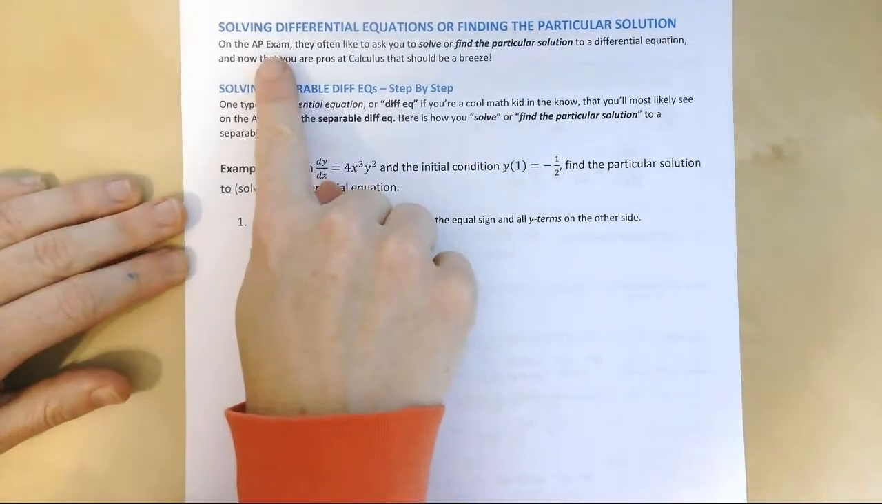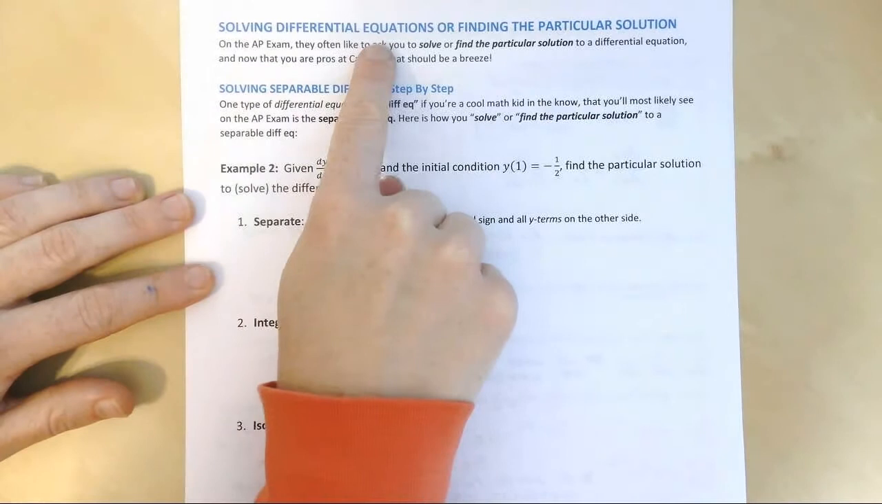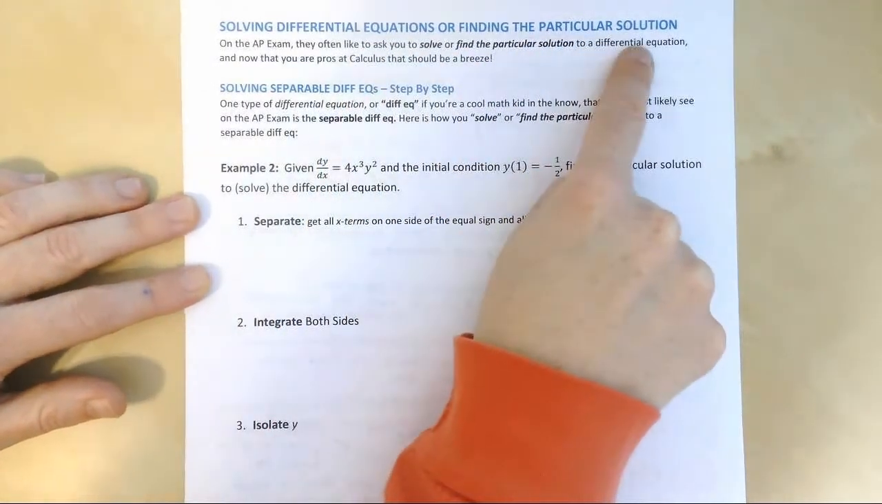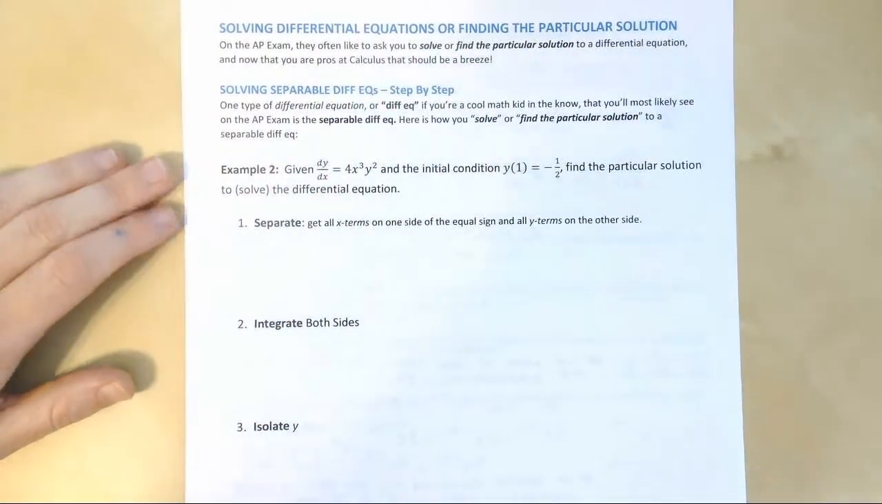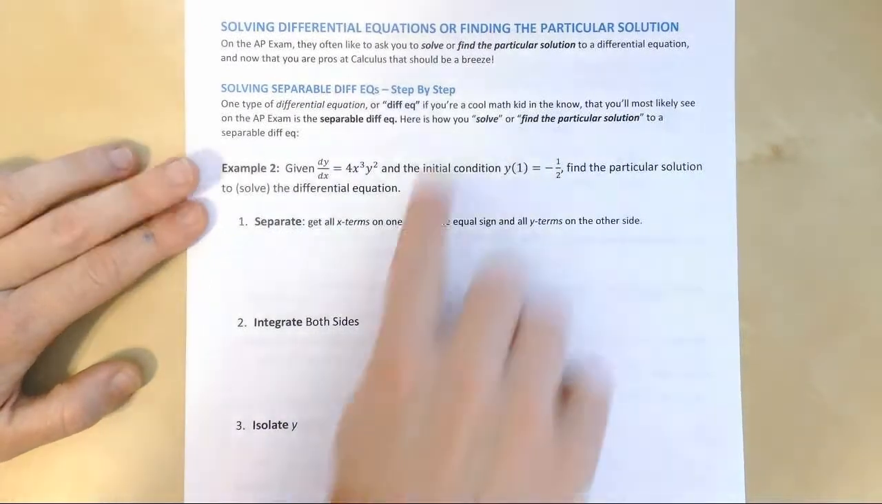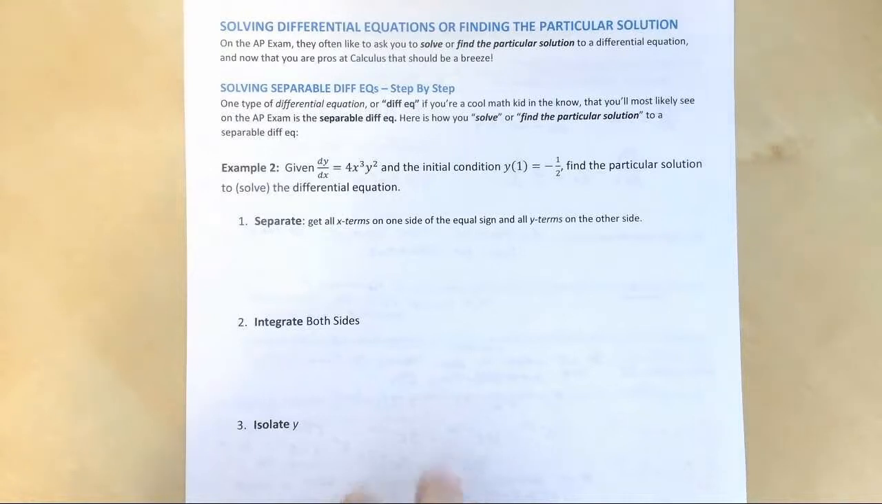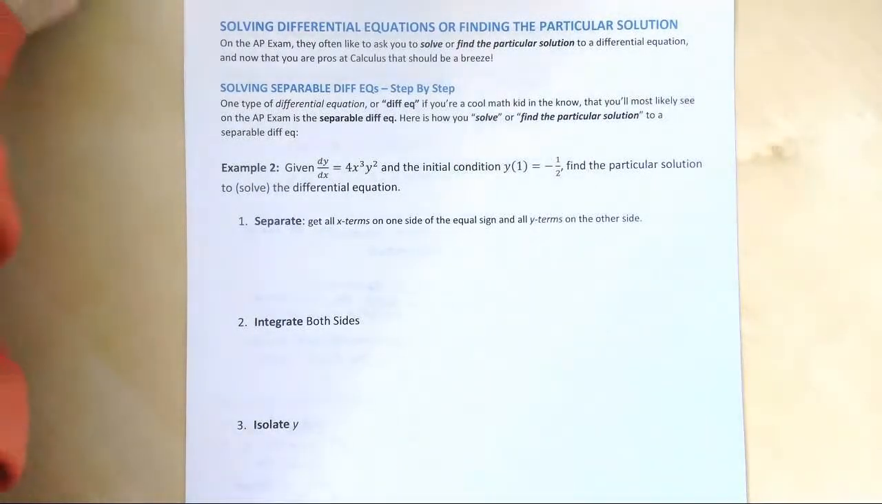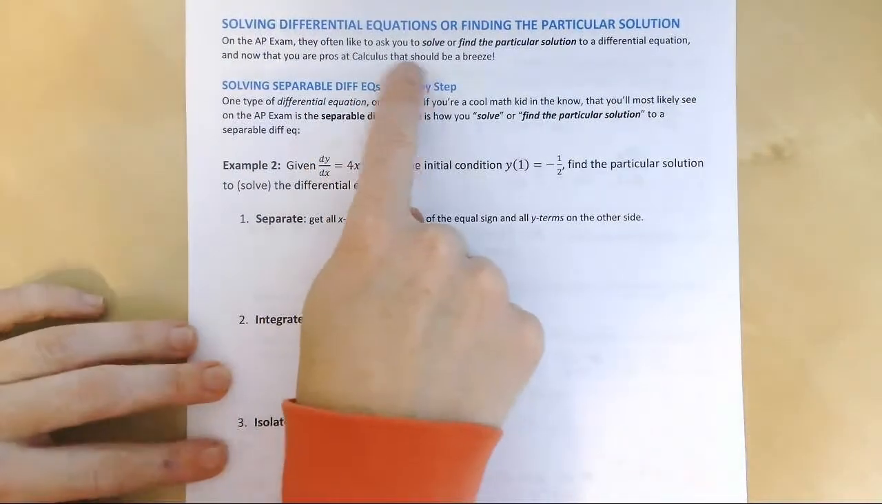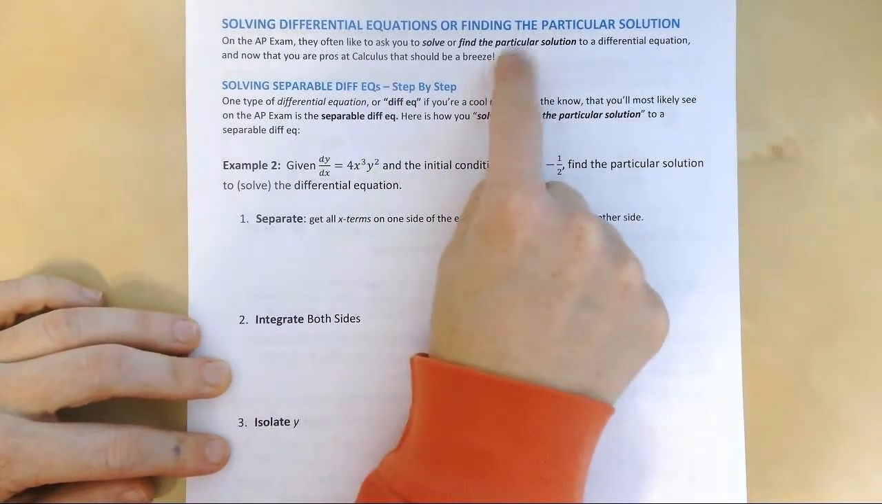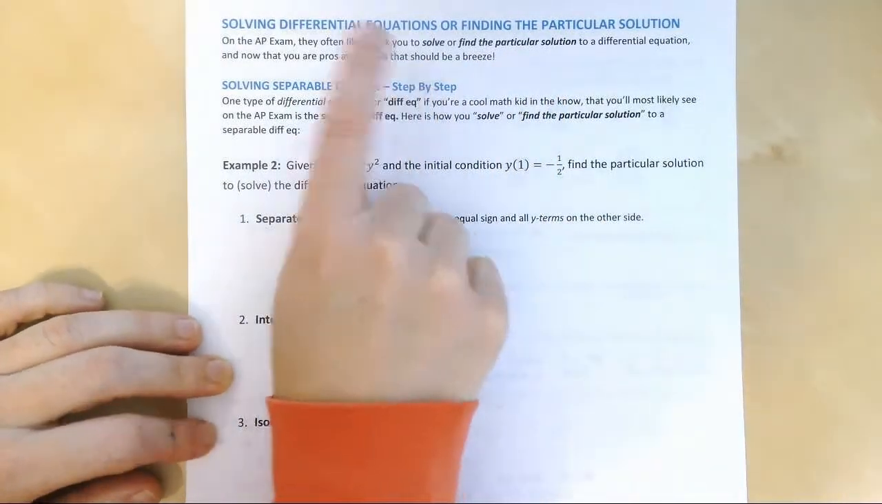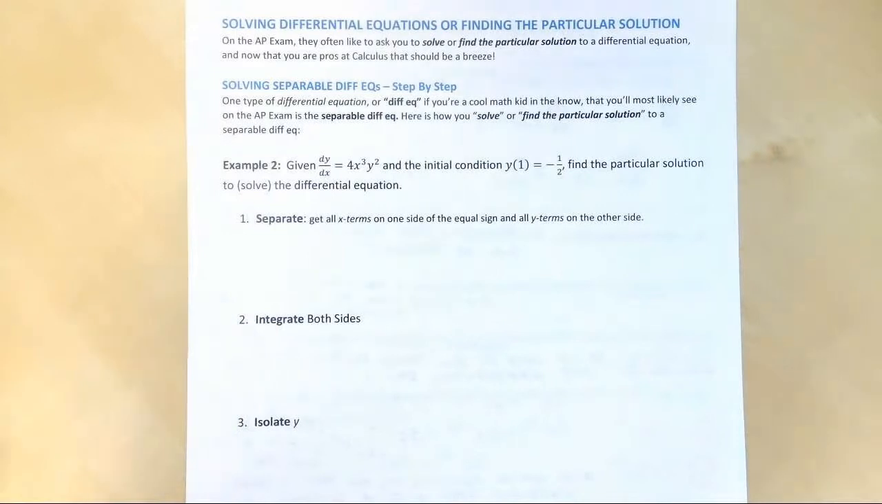Another way to say solve the differential equation is find the particular solution. If you see those words, that is a big key word saying that we're about to use this method for a diffie q. On the AP exam they like to ask you to find the particular solution. Since we are pros at calculus now, this shouldn't be that hard.